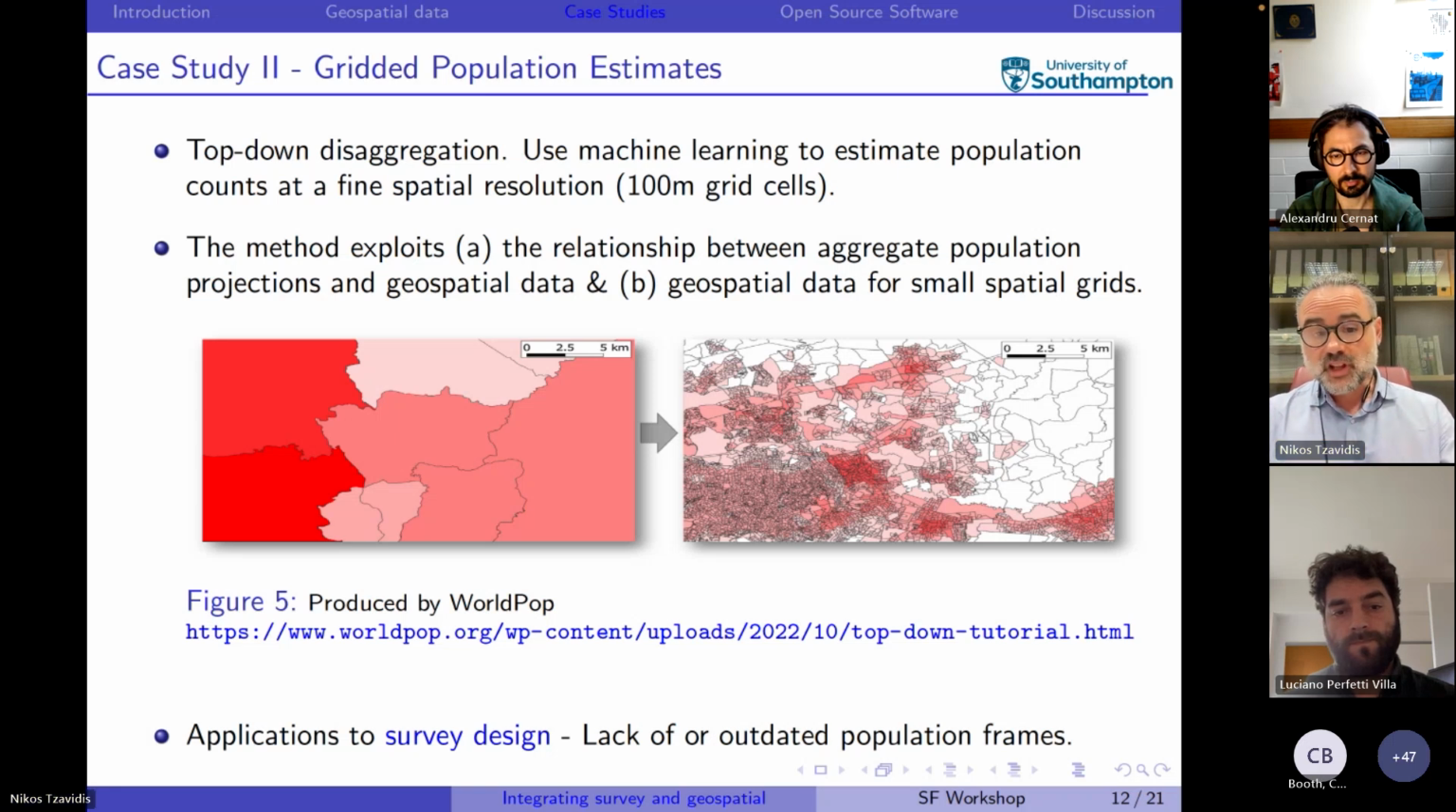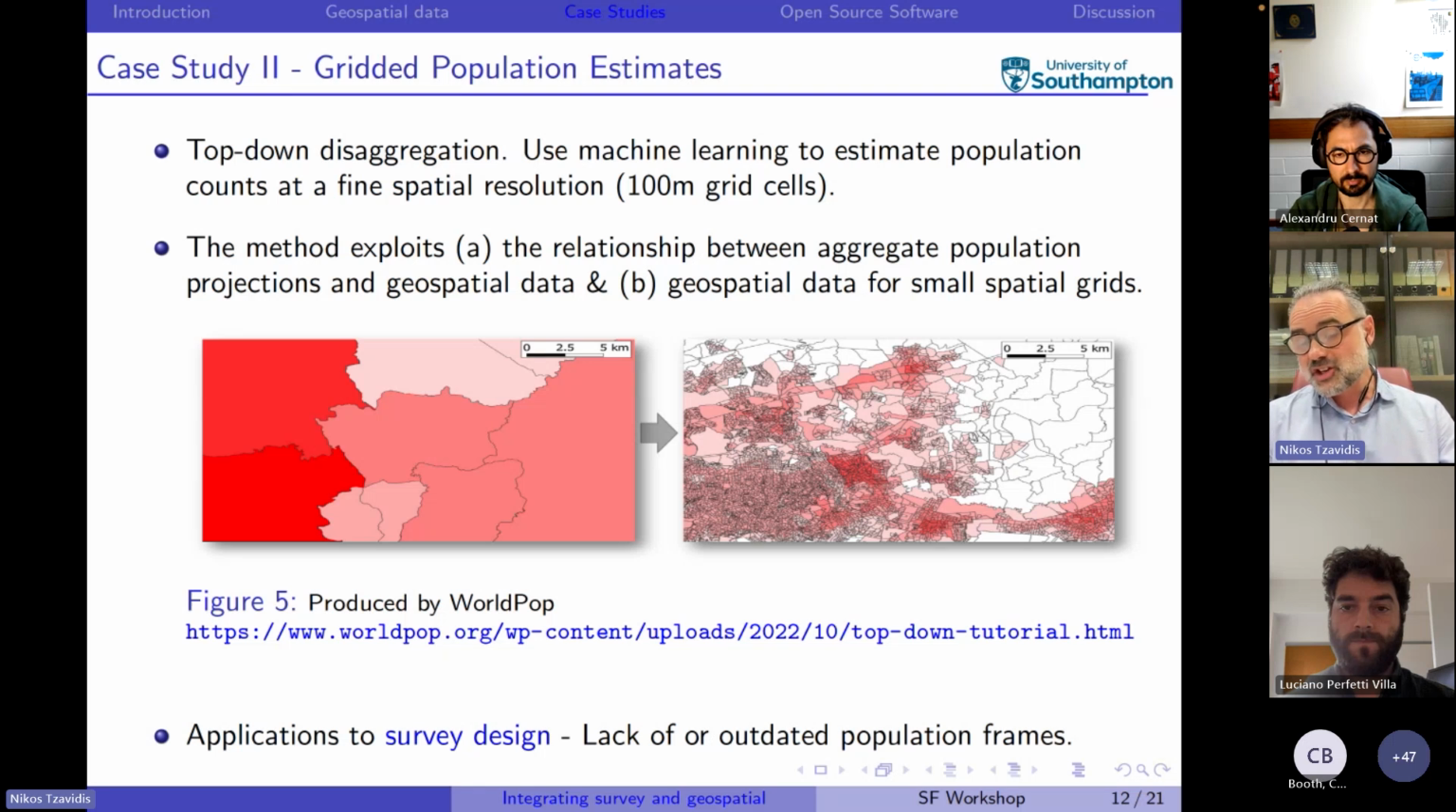So they start with the left-hand side plot, which is basically population projections at some higher aggregate level. And basically they train an algorithm to find a relationship between the higher level population estimates and geospatial data. Once they train that model, because they have the geospatial data available at a very low level, they can produce predictions of population counts at the very small grids.